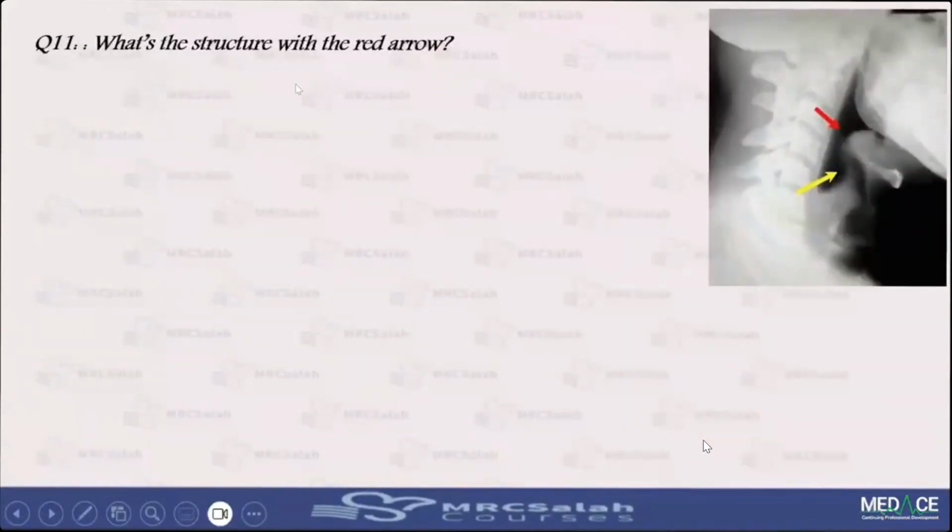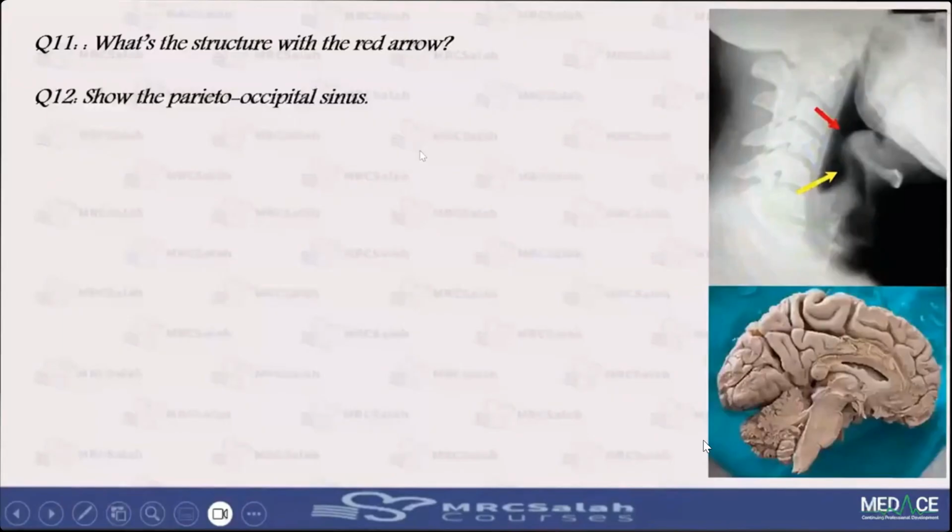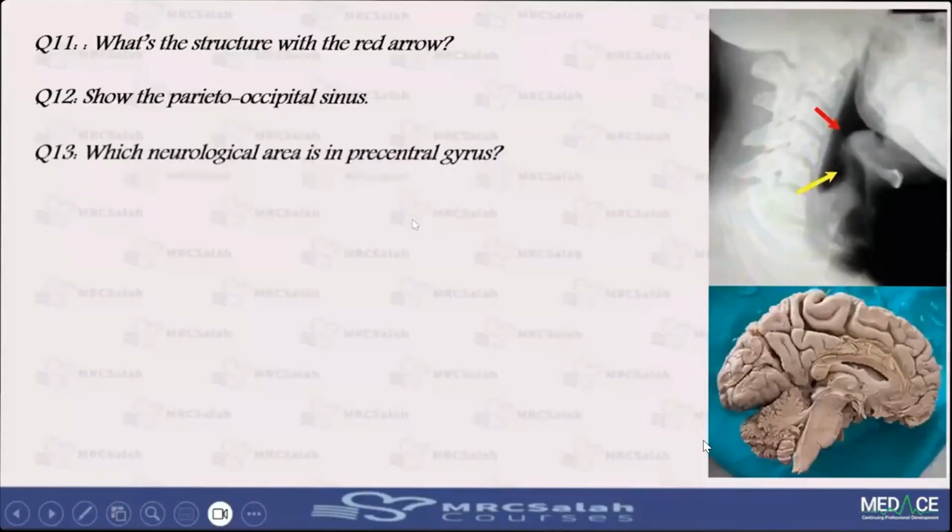What structure is pointed to with the red arrow? The red arrow, not the hyoid, or this black area. The hyoid is here. Yes, the esophagus maybe. I'm not sure. The pharynx. I'm not sure. The trachea. Epiglottis. Okay. Show the parieto-occipital sinus. I believe we showed it clearly in one of the previous stations.